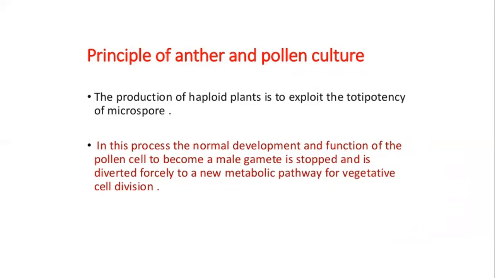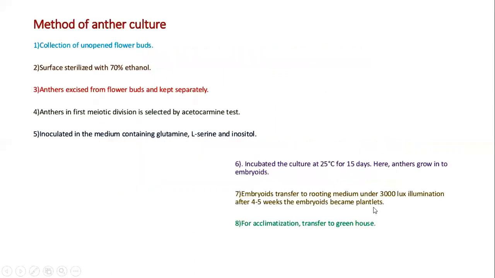So, in case of plants, theoretically all cells are totipotent in nature. And the normal development and function of the pollen cell, which is to become a male gametophyte, is stopped and is diverted forcefully to a new metabolic pathway for vegetative cell division. This is the main principle hidden under the haploid tissue culture principle.